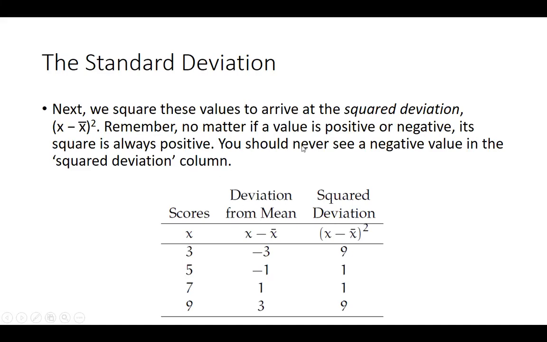Next, we square these values to arrive at the squared deviation, x minus x bar squared. Remember, no matter if a value is positive or negative, its square is always positive. So you should never see a negative value in the squared deviation column. Square -3 and get 9. Square -1 and get 1. Square 1 and get 1. Square 3 and get 9.